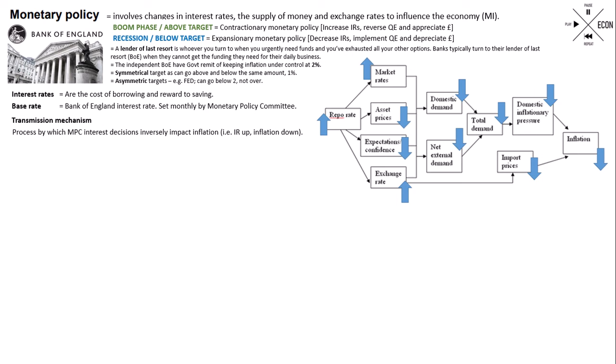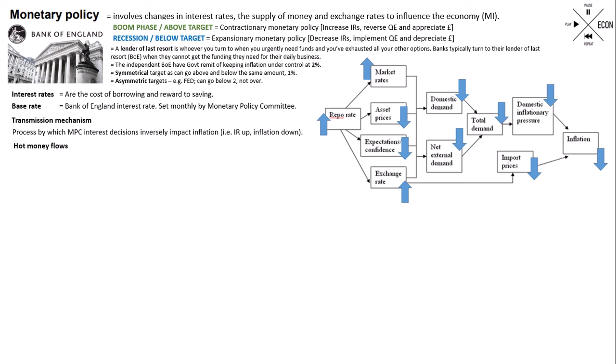Expectations and confidence in the economy should go down. It is a contractionary policy. Higher interest rates will mean there's less consumption and spending in the economy, so expectations should go down. And we'll leave the exchange rates for now. Domestic demand should fall, net external demand should fall because of the three things we previously mentioned. That should cause total demand to decrease, and therefore inflation should fall.